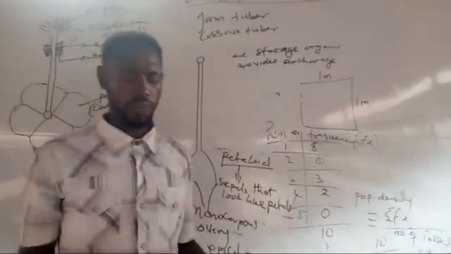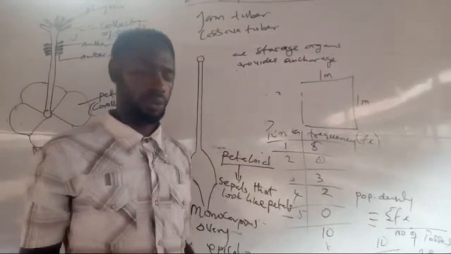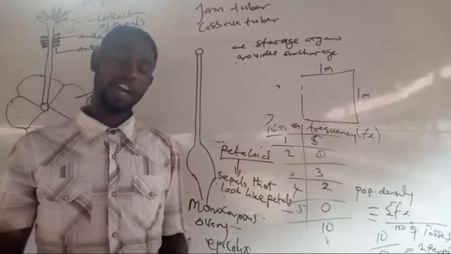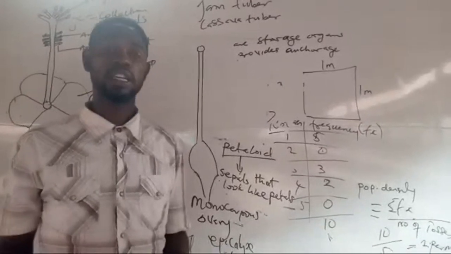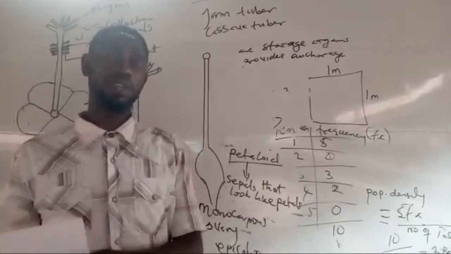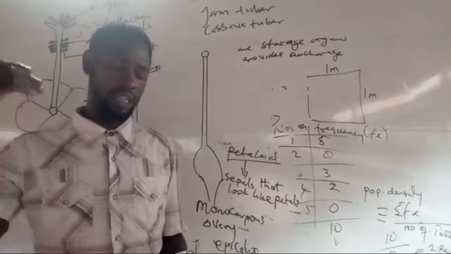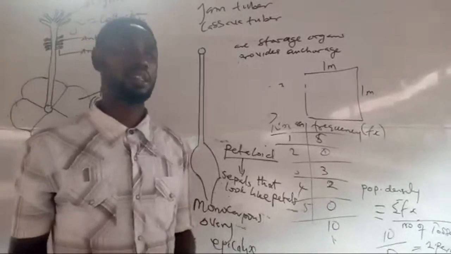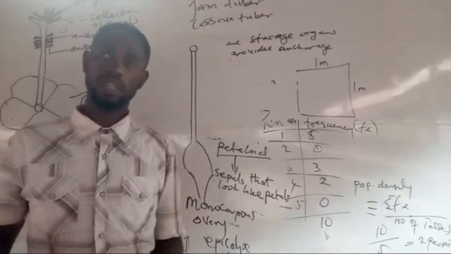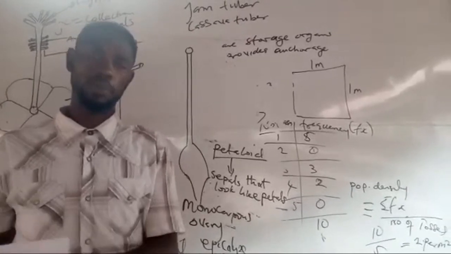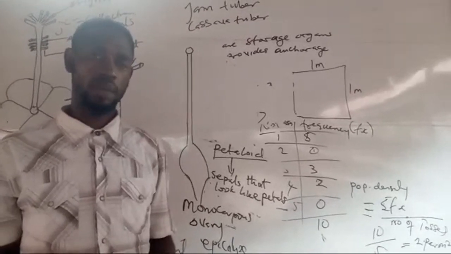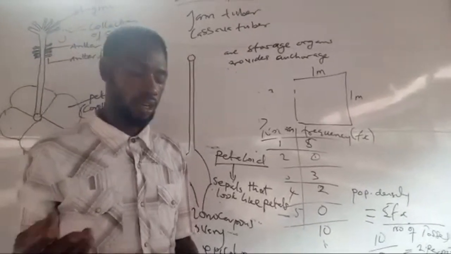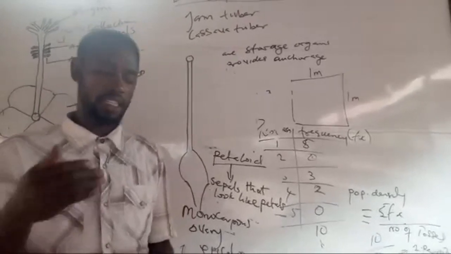I will take over this specimen again. We have yam tuber, I told you. Yam tuber and cassava tuber are all storage organs, and they also provide anchorage. But the difference is that yam tuber is a perennating organ. Apart from being a storage organ, you can reproduce a new yam using the tuber. Then the cassava is just a storage organ, but not a perennating organ. You cannot actually produce new cassava by using the tuber. That's what I mean. So another name for the cassava tuber is a tuberous root, otherwise known as root tuber, while yam tuber is a stem tuber.